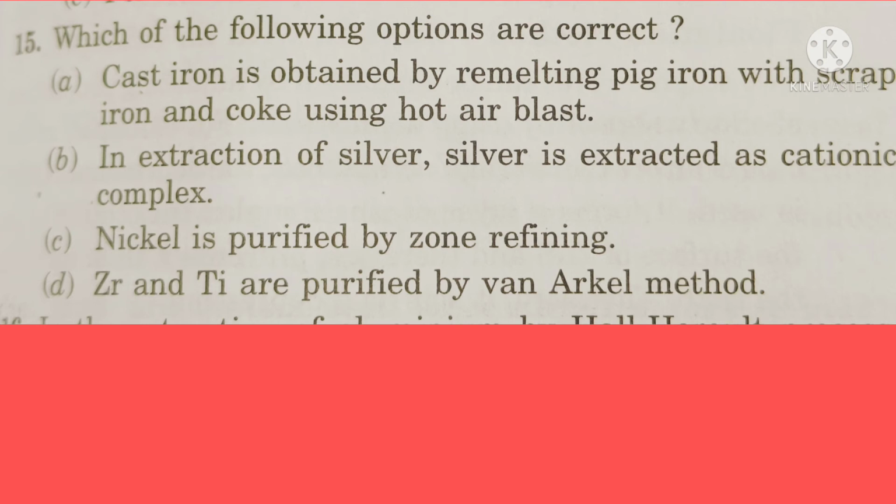Which of the following options are correct? Cast iron is obtained by remelting pig iron with scrapped iron and coke using hot air blast. Correct. In the extraction of silver, silver is extracted as cationic complex. Wrong, because it's extracted as anionic complex. Nickel is purified by zone refining. Wrong, because nickel is purified by vapor phase refining by Mond process. Zirconium and titanium are purified by Van Arkel method. Correct. So option A and D are the correct answers.